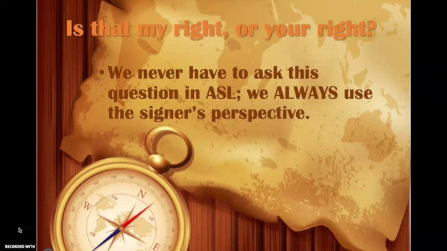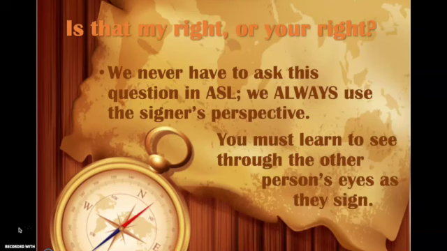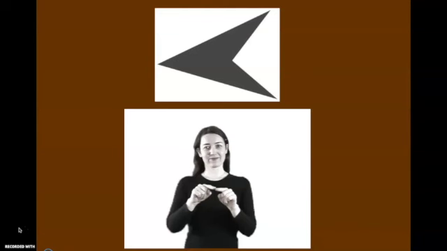So maybe you've been trying to give directions or someone's trying to explain something to you and they say, oh, it's on the right. And you have to ask, well, is that my right or is that your right? Well, in ASL, we never have to ask that question because we always use what we call the signer's perspective. That means you must learn to see through the other person's eyes as they sign. So let me give you some examples about what that looks like.